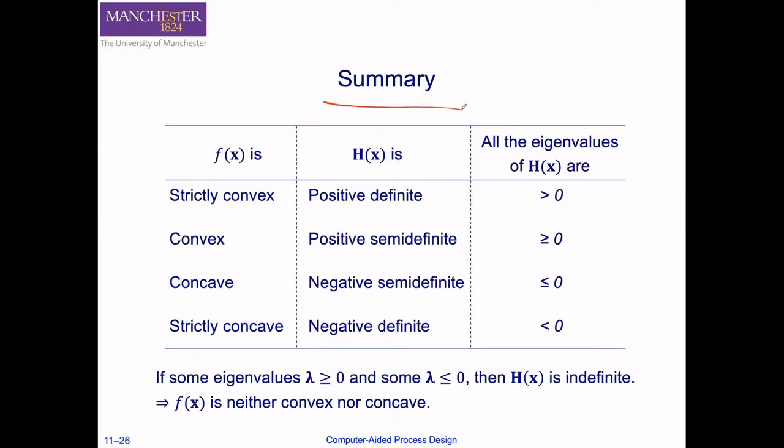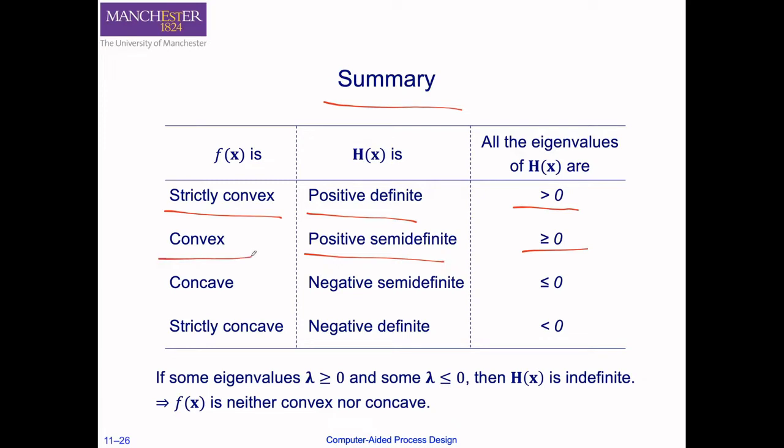Now we provide a summary of what we have discussed previously. That is the evaluation of convexity or concavity of a multi-variable function f(x) using the eigenvalues of the Hessian matrix. If all eigenvalues are positive, then the Hessian matrix is positive definite. The function f(x) is strictly convex. If all eigenvalues are non-negative, the Hessian matrix is positive semi-definite.